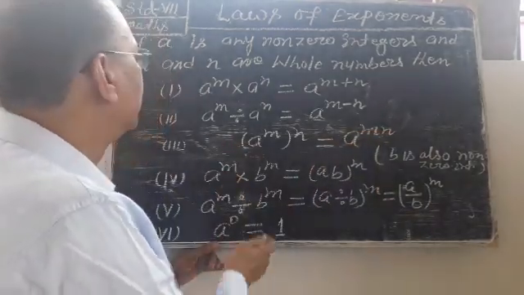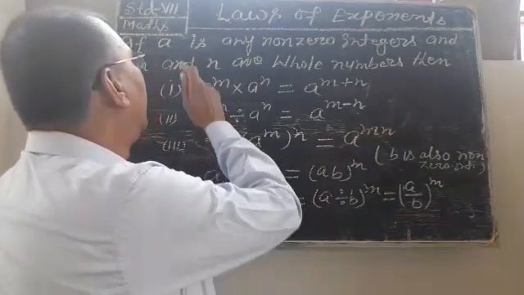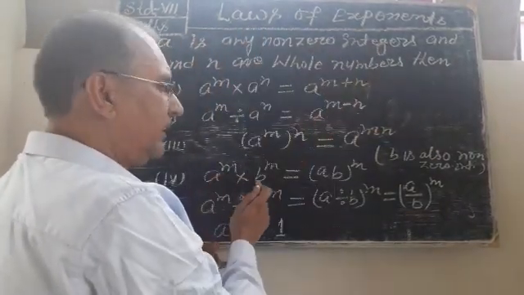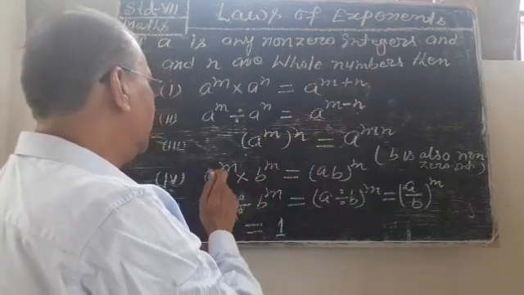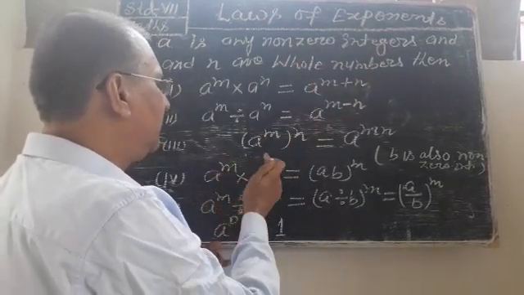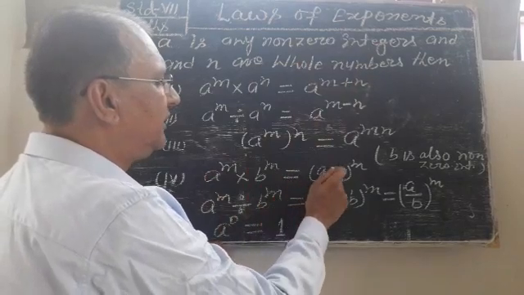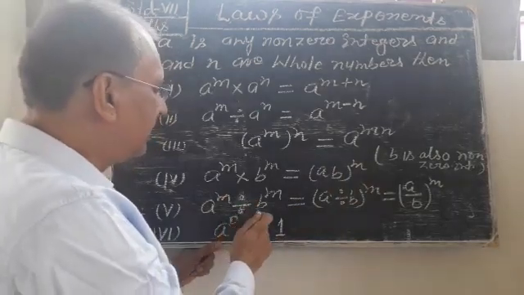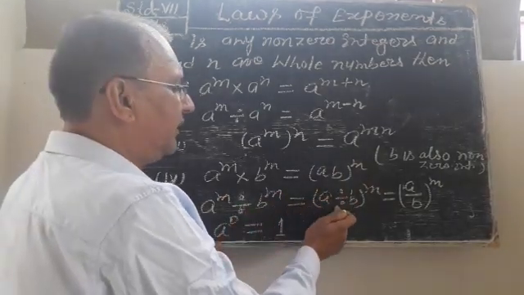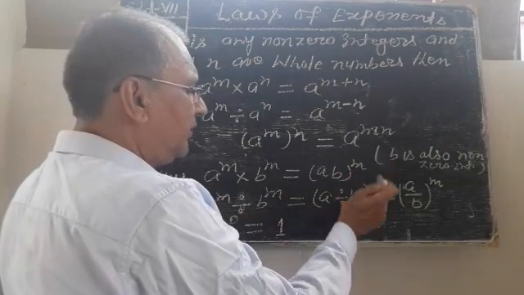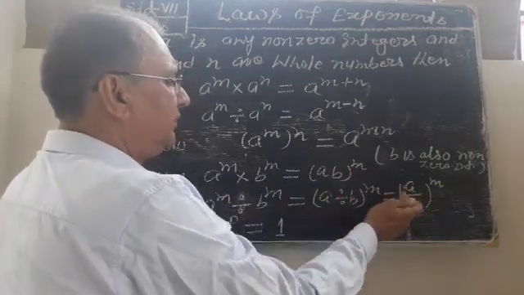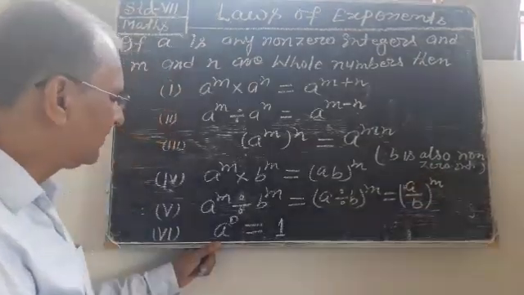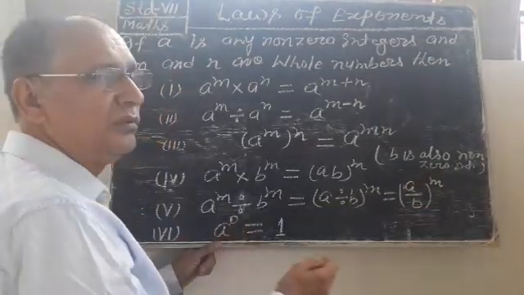For these two, if a and b are any two non-zero integers, because we have taken two different bases, a power m multiplied by b power m is equal to ab power m, and a power m divided by b power m is equal to a divided by b power m, and we can write it a by b. A divided by b means a by b power m, and lastly a power 0 is equal to 1.